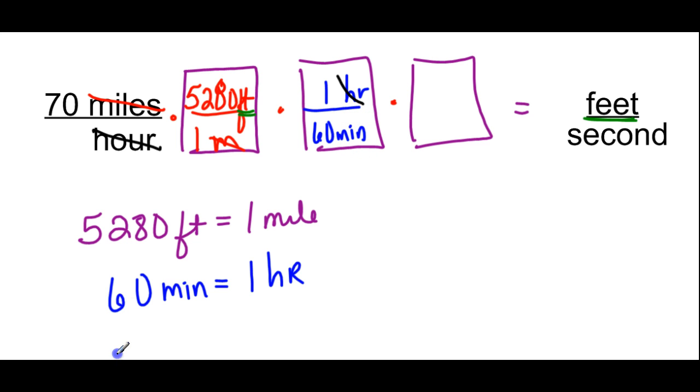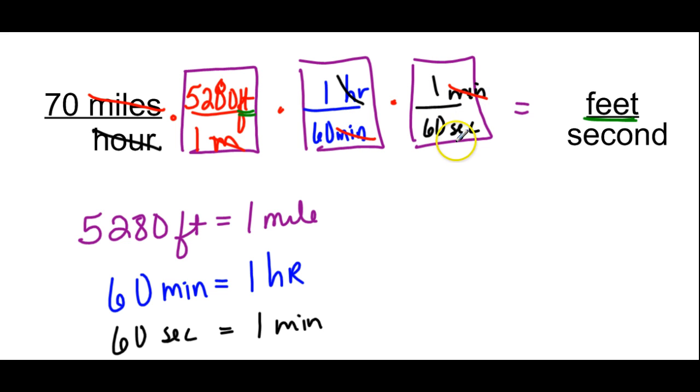I also know that 60 seconds is the same thing as 1 minute. Here, the word minutes is on the bottom, so minutes is going to go on the top. 1 minute, 60 seconds. All right, again, the word minute cancels out with the word minute, and I'm left with seconds. So now I just work it out.